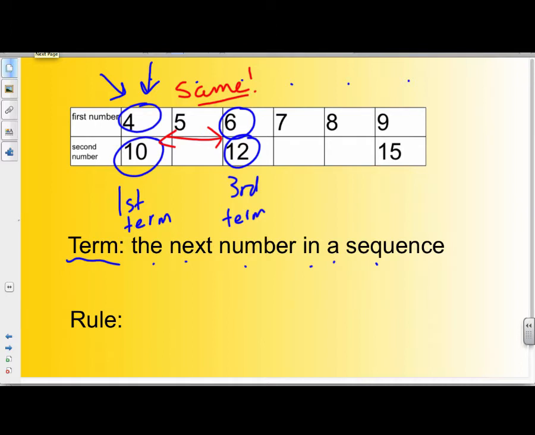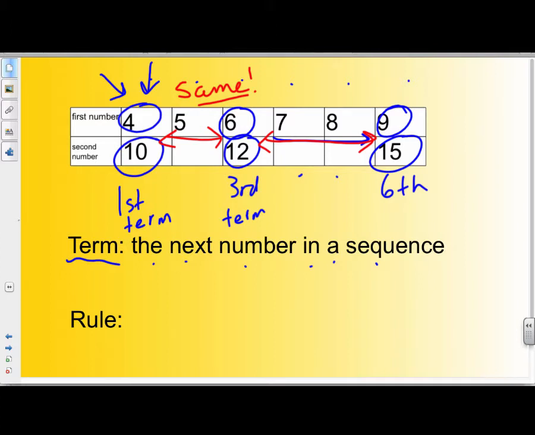I've got a pretty good idea. I know it's not double, add 2 anymore. What about over here? For my sixth term, I've got 9. The first number is 9. The second is 15. What is the relationship between the 9 and the 15? That is the same as the relationship between the 6 and the 12 and the 4 and the 10. Have you worked it out yet? Okay. I know what it is.